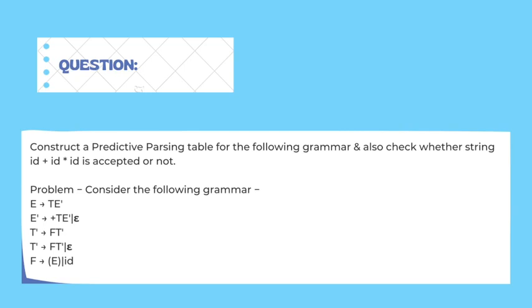Question. Construct a predictive parsing table for the following grammar and also check whether the string id plus id star id is accepted or not. Problem. Consider the following grammar. E tends to T E dash, E dash tends to plus T E dash or epsilon, T tends to F T dash, T dash tends to star F T dash or epsilon, F tends to bracket open E bracket close or id.